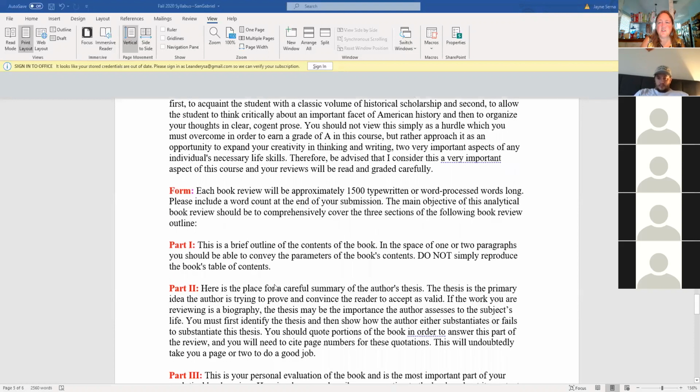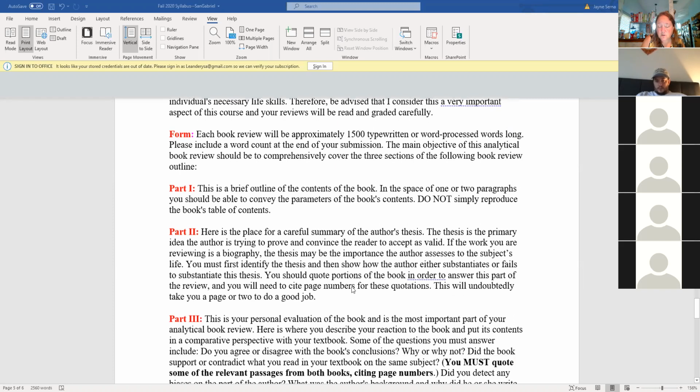The first section is what happens in the book. Just a brief summary, like the first third of the book is about the guy's childhood, and he grew up in Connecticut and whatever. The second part of the book is about his training and his time in the military, and he went to West Point. And the third part is about his service in World War II. So just real general stuff, and that should be about a page, a page and a half.